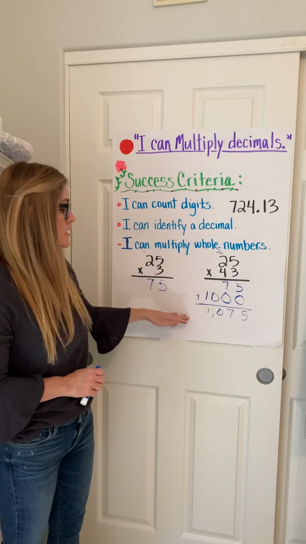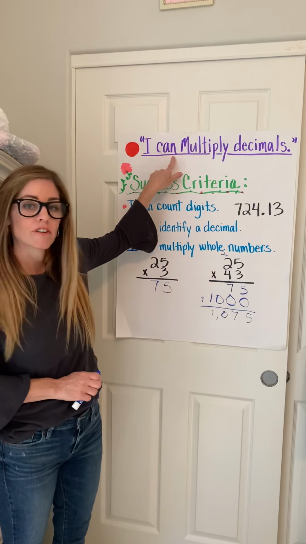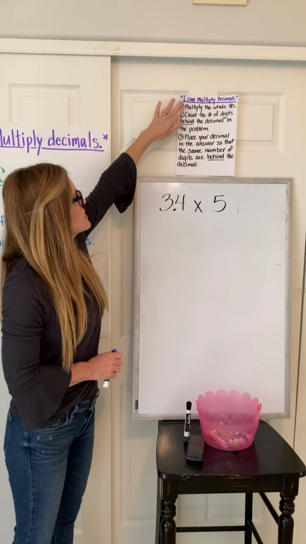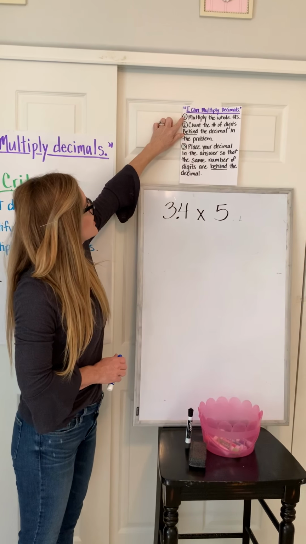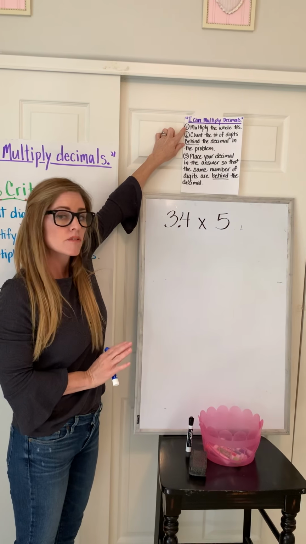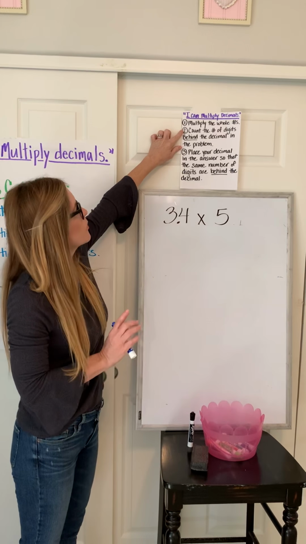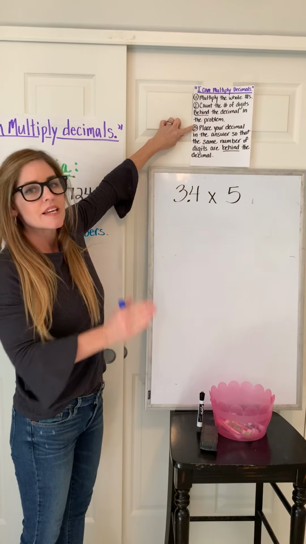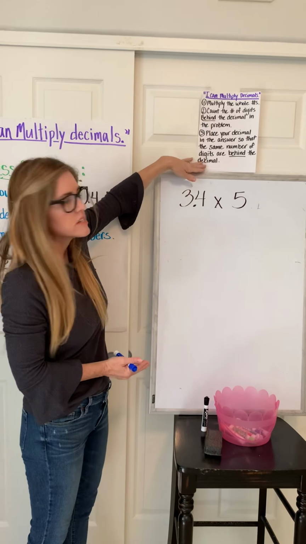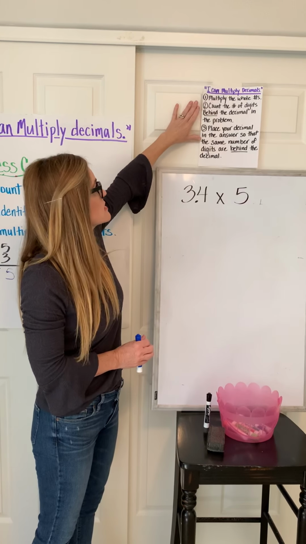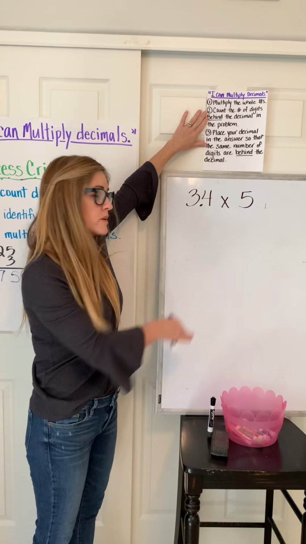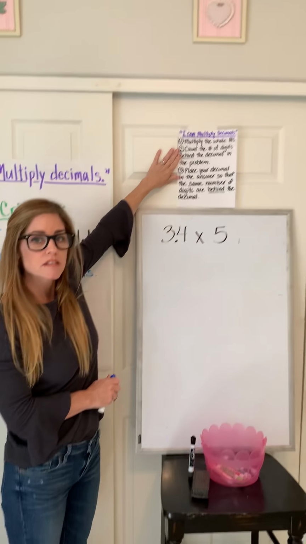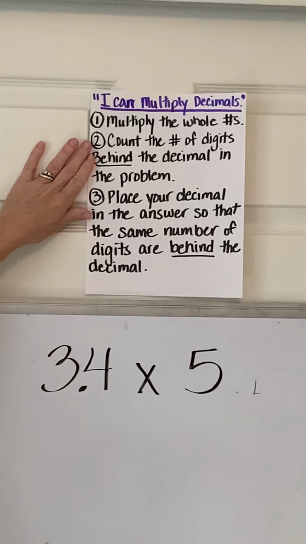So now we've checked our success criteria, and now we're ready to start with our learning target. So we're going to come over here. I've written down the steps for I can multiply decimals. These are going to be our 3 steps. Step 1, you'll be multiplying the whole numbers, and I'll take you through this. Step 2, we'll be counting the number of digits behind the decimal. And then step 3, we'll be placing our decimal last. I'm going to take you through these steps, but I'm going to ask you to copy these steps down into your notebook before we start practicing together. So go ahead and hit pause and copy these down. I'll give you a minute to go ahead and copy those down.